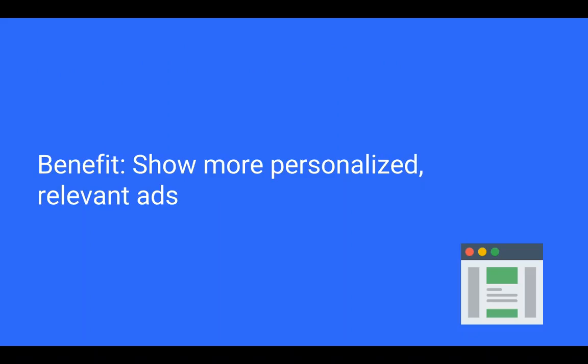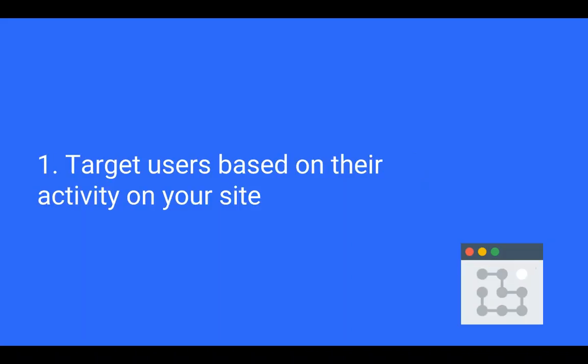So really the benefit for this integration, for this feature, is you're able to show more personalized, relevant ads to people visiting your site. And so this is really made possible by two main abilities. The first one is going to be targeting users based on their activity on your site. So essentially, a Google Analytics audience is just an advanced segment that you can push into DFP to show ads to. Because GA360 is tracking users' behavior on your site, you're able to create audiences based on certain types of activity that people have done.